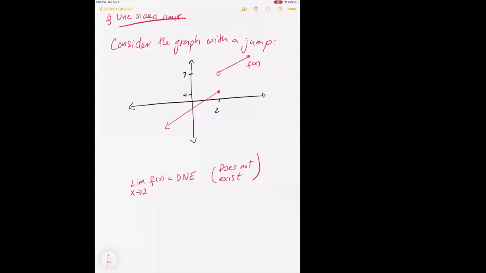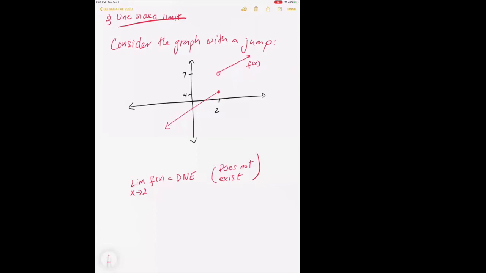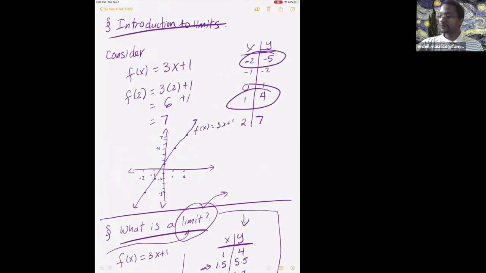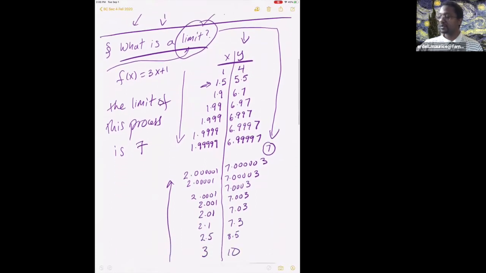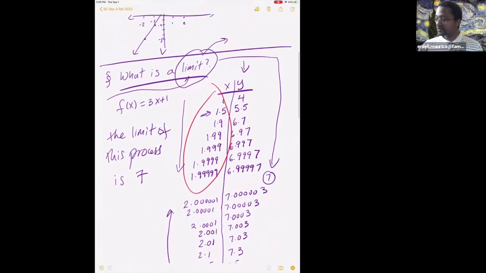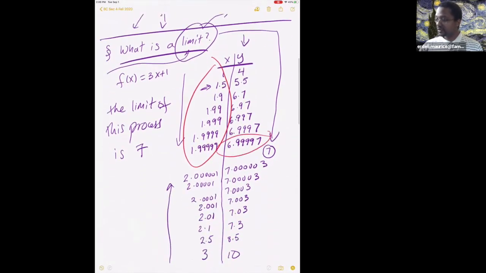So the limit doesn't exist because there's an open circle, or why? It's because there is a jump in the graph. Okay. So let me show it to you in a different way. So remember from our first class right here, when we made the limit and we plotted all these x values right here? Notice how these numbers on both sides right here are going closer and closer to 7?